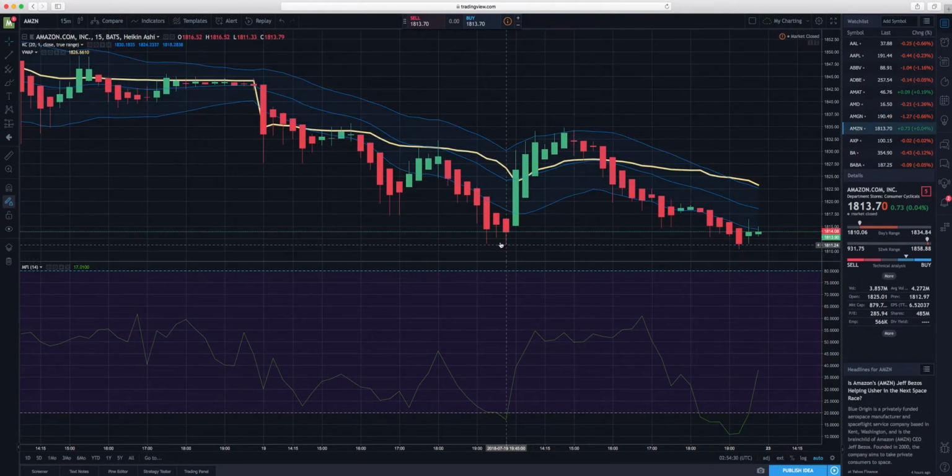Amazon, if you've got the funds for that, not really looking at a good buy. Down here though, this is a good buy. 1813. MFI is rising up. Probably going to have a great day, great week.